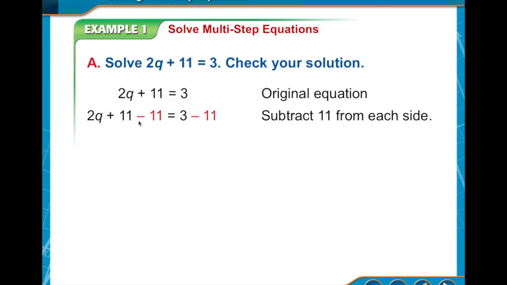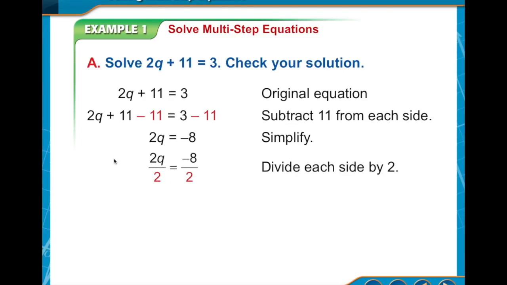So on the left side, the 11s will cancel out. On the right side, we will get a negative 8. So that's one step down. And we need one more step to solve this. So 2 times some number q will give us a negative 8. What is that some number? And if you can't tell, you can get q alone by dividing away this 2. This 2 and the q are tied by multiplication. So to get rid of the 2, we have to divide by 2 on both sides.